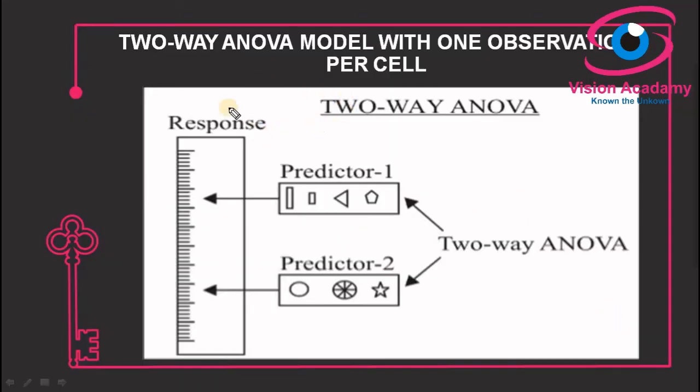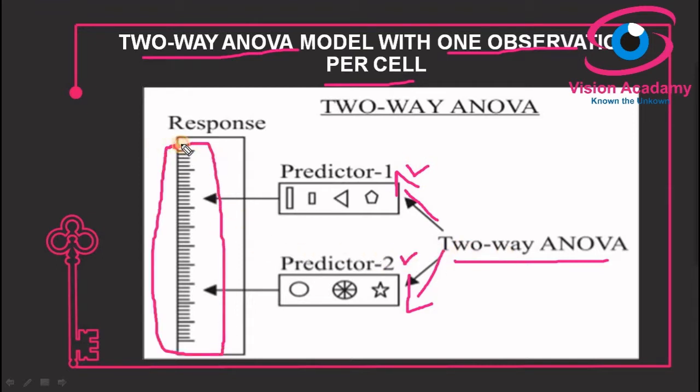Just observe this picture. This is a two-way ANOVA model with one observation per cell. You can understand what two-way ANOVA is from this picture. When we consider two predictor variables, that is predictor variable 1 and predictor variable 2, this is 1, this is 2, with many response values, this is what is called two-way analysis of variance with one observation per cell.